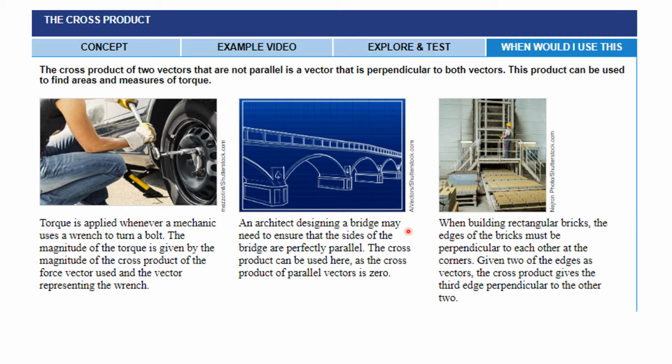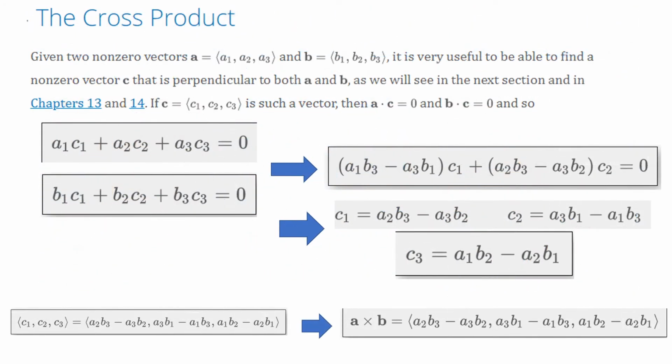An architect designing a bridge may need to ensure that the sides of the bridge are perfectly parallel. The cross product can be used here, as the cross product of parallel vectors is 0. And in a similar kind of architectural fashion, when building rectangular bricks, the edges of the bricks must be perpendicular to each other at the corners. Given two of the edges as vectors, the cross product gives the third edge that would be perpendicular to the other two. With that as motivation, then, we begin to discuss the cross product.